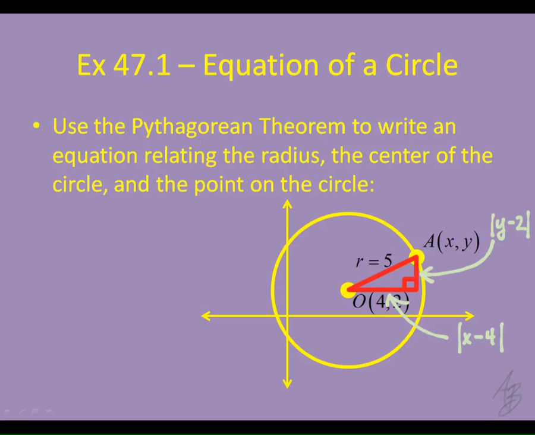5 units to the left of 4 would be at -1. 5 units to the right of 4 would be at +9. So x could be anywhere from -1 to +9. We have to make sure that that distance is always positive. I said +5 instead of +9. You get the idea, though.